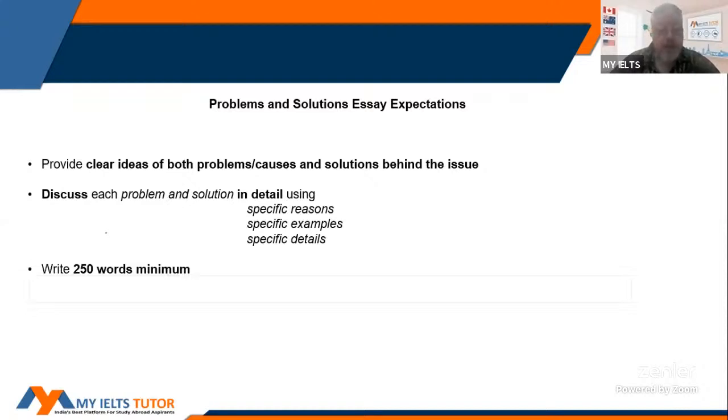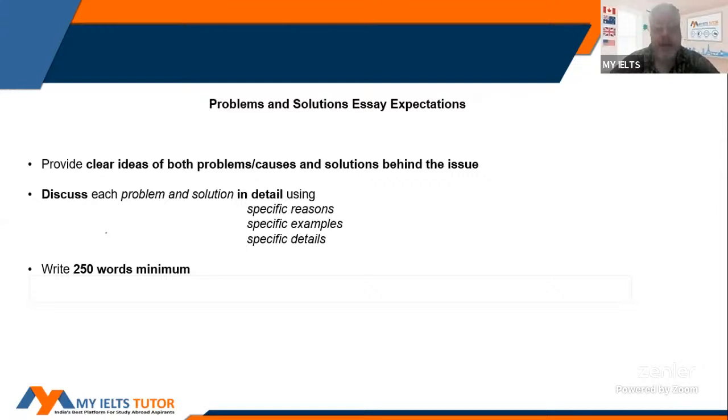Okay. The next thing is you want to write 250 words minimum. Minimum. You can write more than that, but you have to make sure that you write a minimum of 250 words, okay?